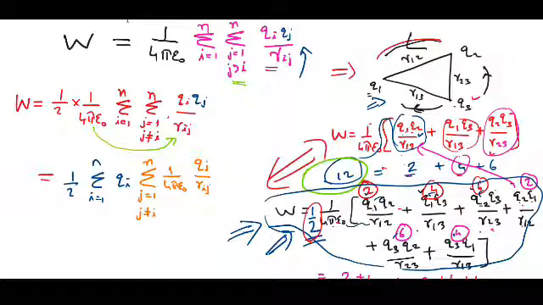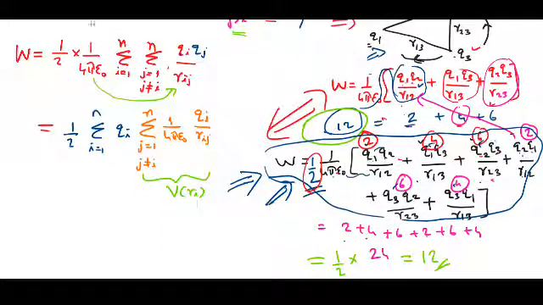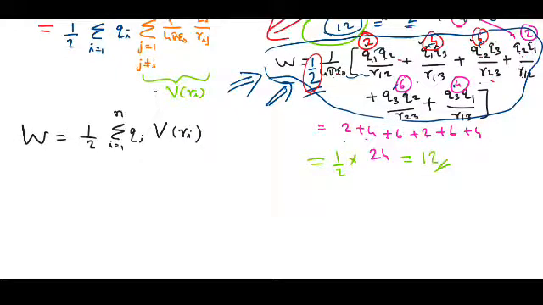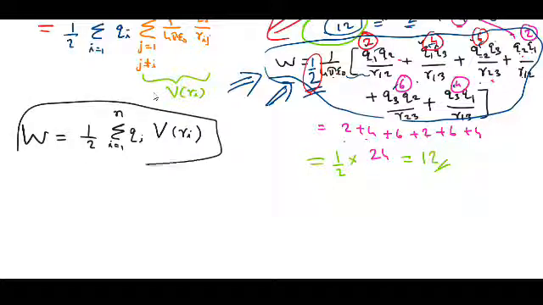This time, this is nothing but the electric potential due to the charges, V at ri. That is, the work can be written as W is equal to half into summation over i is equal to 1 to n of qi V(ri). This is the general expression for the energy stored in the charge distribution.